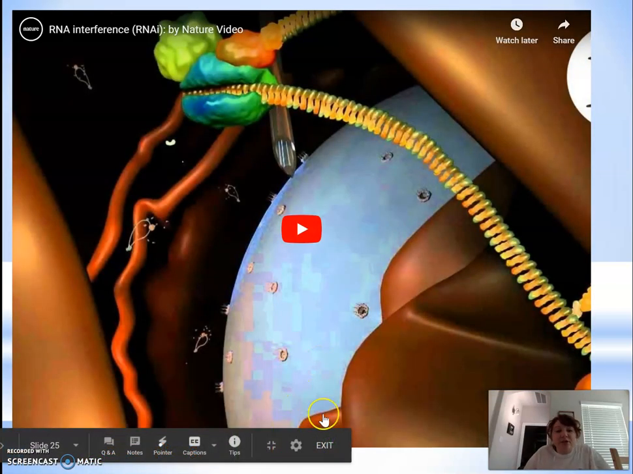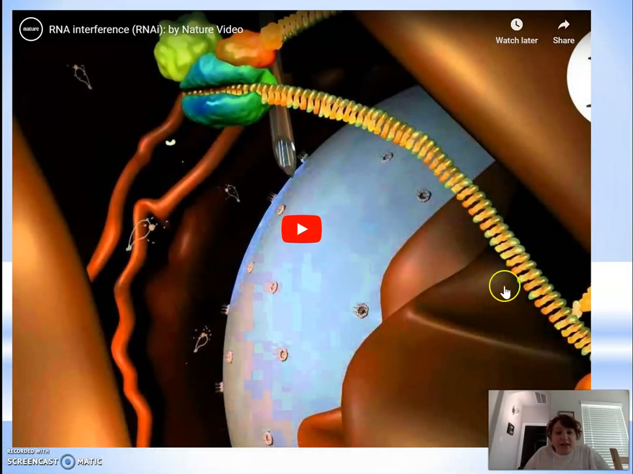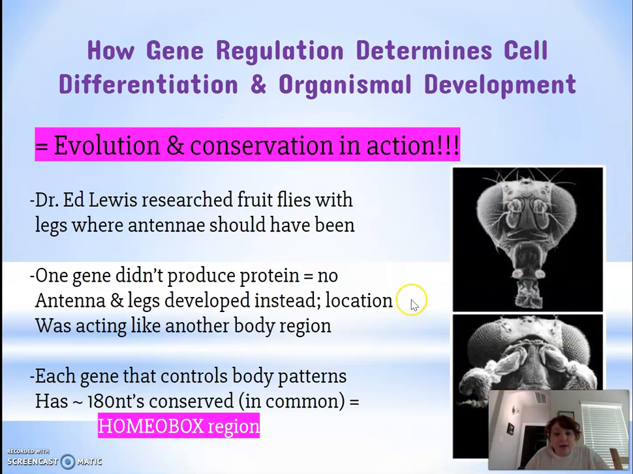So here's a video to show you how RNA interference interacts with your mRNA during translation. So you can watch that on your own later.